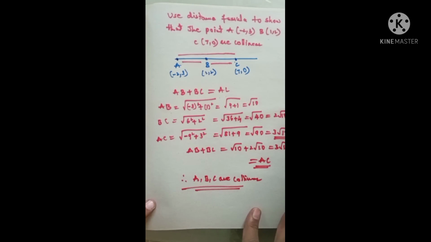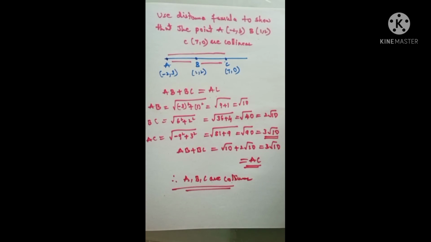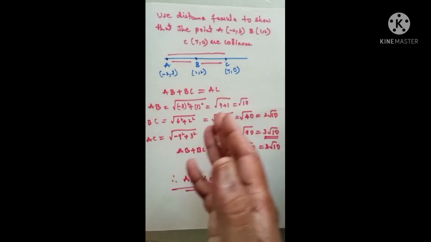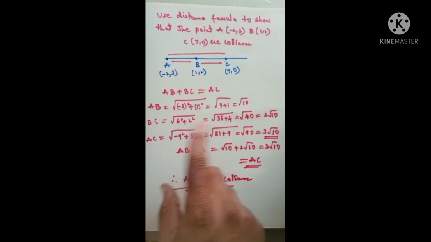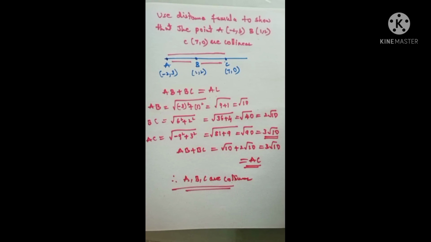So this is also one type of pattern question. Be careful. On the basis of this distance formula, we are using only the distance formula to prove that the given 3 points are collinear. Next, there is another type of pattern question. So this is also very, very important.